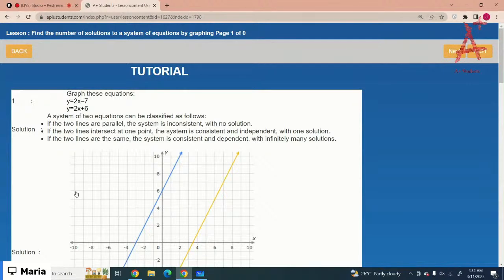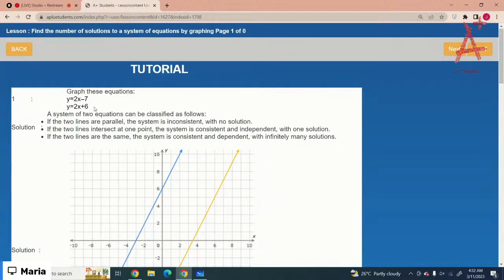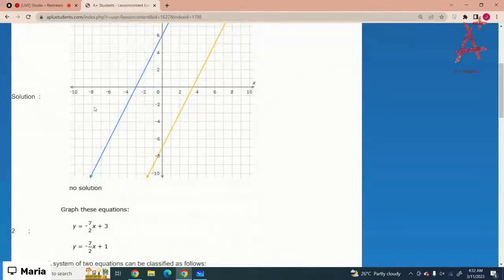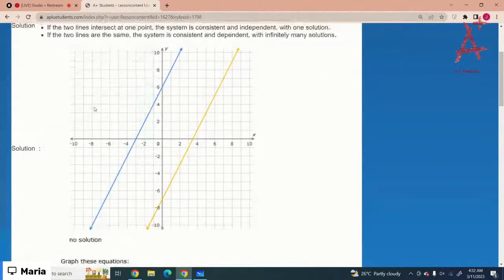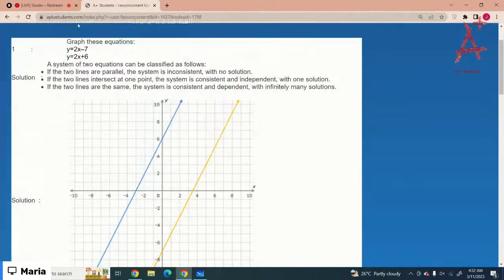Okay, so let's start with the example. Graph these equations: y equals 2x minus 7, and the second equation is y equals 2x plus 6. These are the two lines for these equations. Got it? We already know how to plot the lines. So both the lines are parallel. That means there is no solution.